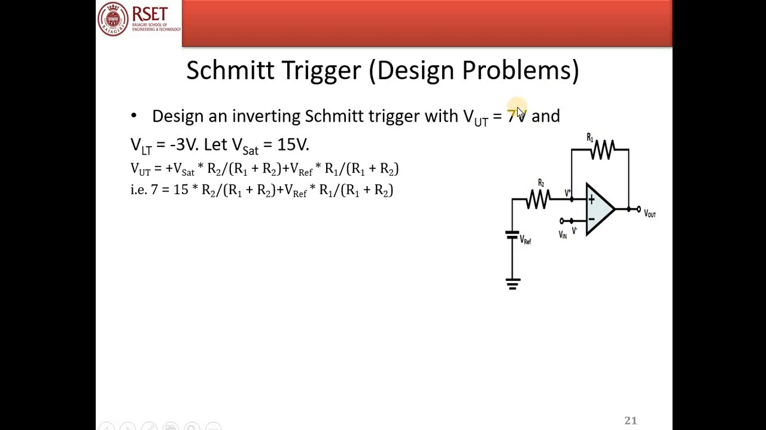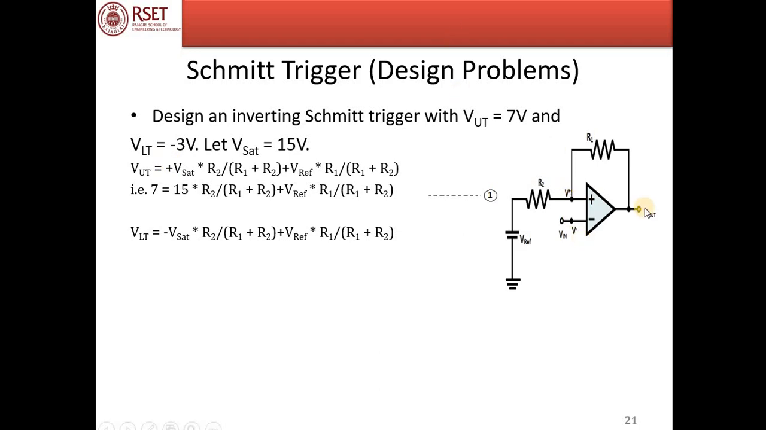Now we are substituting the values, that is 7 volt. 7 is equal to 15 into R2 by R1 plus R2 plus Vref. We need to find out the value of Vref also. Vref into R1 by R1 plus R2. Now what is the equation for lower threshold voltage? Same equation but plus Vsat replaced by minus Vsat.